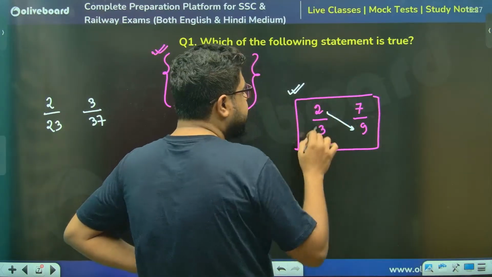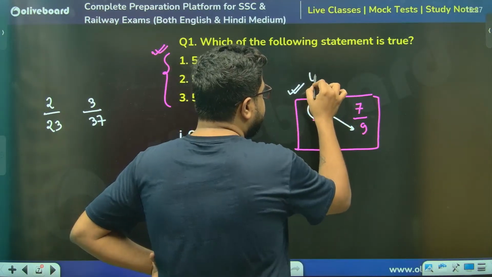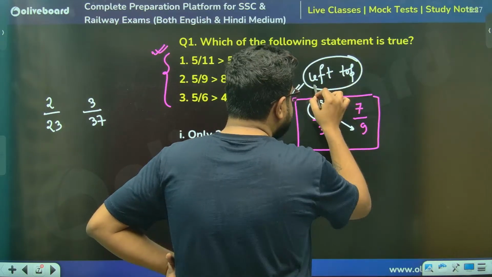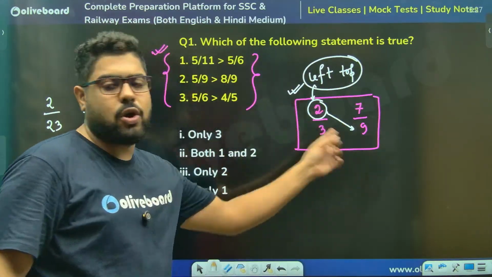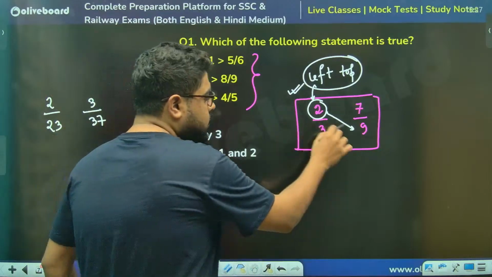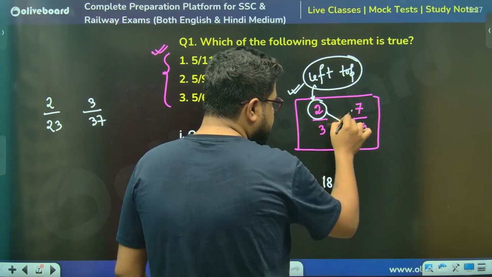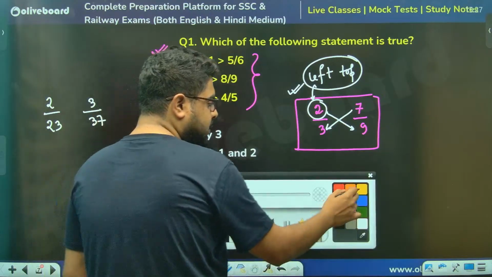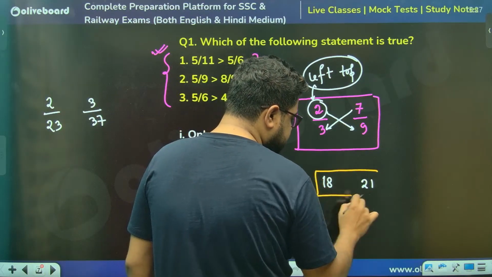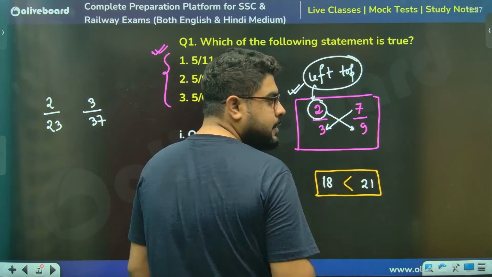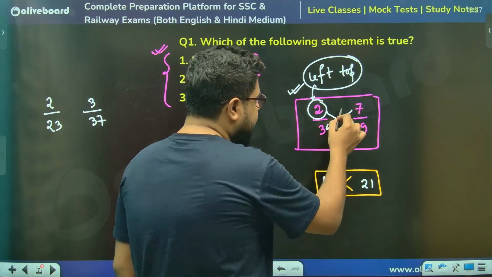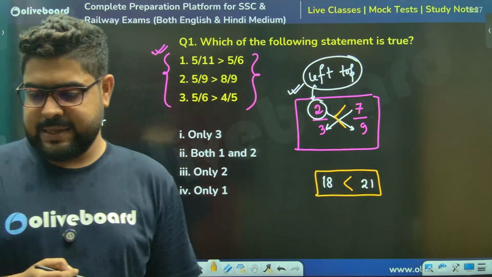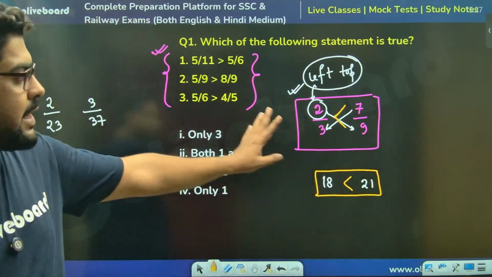Now there is one simple rule, sir: always start from the left top. You start from there and take the cross multiplication. So 9 twos are how much, sir? 18. Do the other thing. 3 sevens are 21. Now tell me, among these two, which one is greater? This is greater. So whatever is the sign here, that will be the exact same sign over there. That's the best way to solve these type of questions.